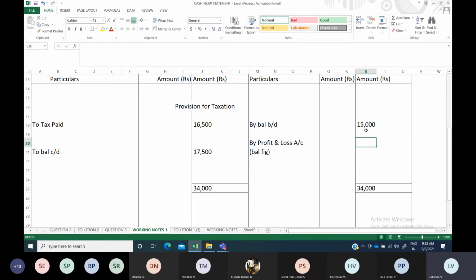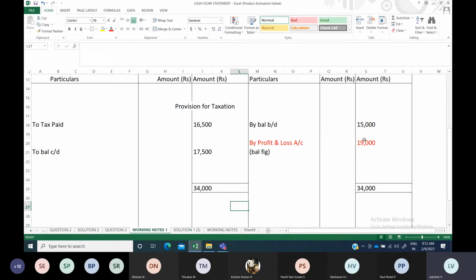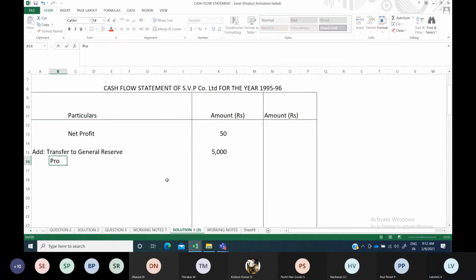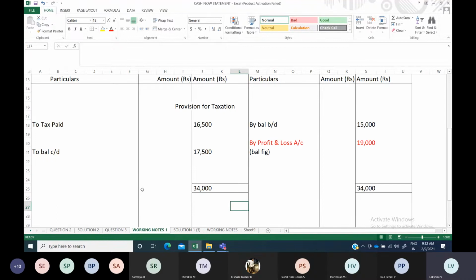So in the profit and loss account, how much amount are you getting? 34,000 minus 15,000, you will get 19,000. Only this amount you have to take to the cash flow statement. Here you have to take this amount. The amount is 19,000, and you have to mention it as provision for taxation there.